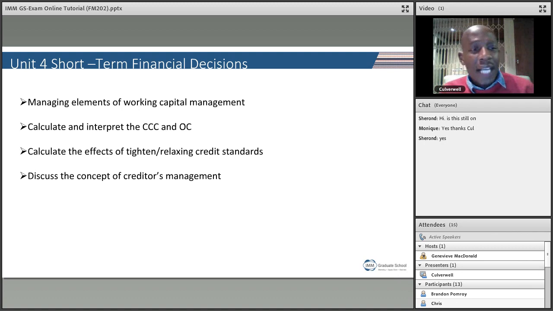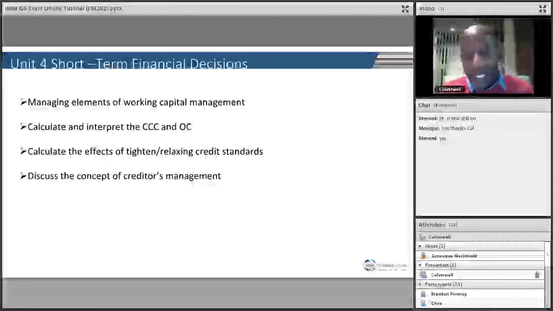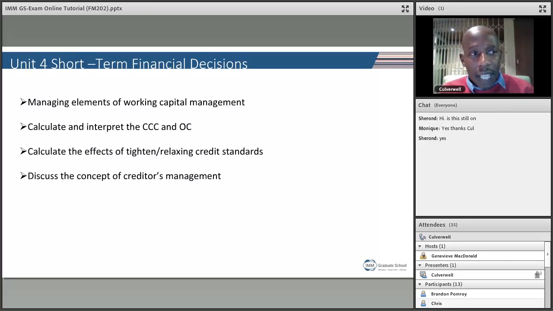And then also discussing the concept of creditors management. On the concept of credit management, I would want you to look at two important things there. The first one being, is it cheaper for you to borrow from the bank, or should you actually go and buy on credit? So what one needs to do is, the cost of borrowing from the bank, they would actually give you a percentage already. You don't have to calculate that.